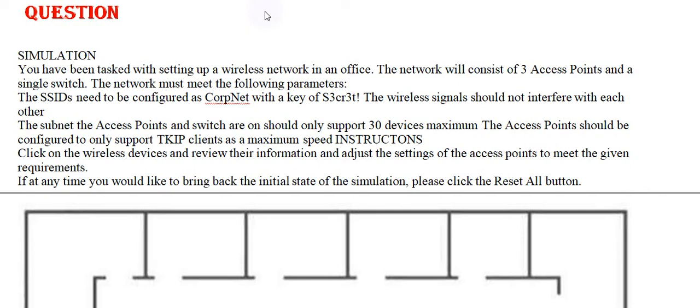Simulation. You have been tasked with setting up a wireless network in an office. The network will consist of three access points and a single switch. The network must meet the following parameters. The SSID needs to be configured as CorpNet with the key of S3CR3T! The wireless signals should not interfere with each other. The subnet that the access points and switch are on should only support 30 devices maximum. The access points should be configured to only support TKIP clients at the maximum speed. Instructions: click on the wireless devices and review their information, and adjust the settings of the access points to meet the given requirements. If at any time you would like to bring back the initial state of the simulation, please click the Reset All button.